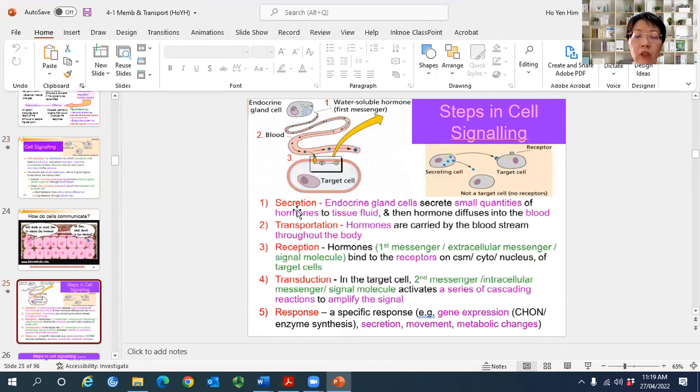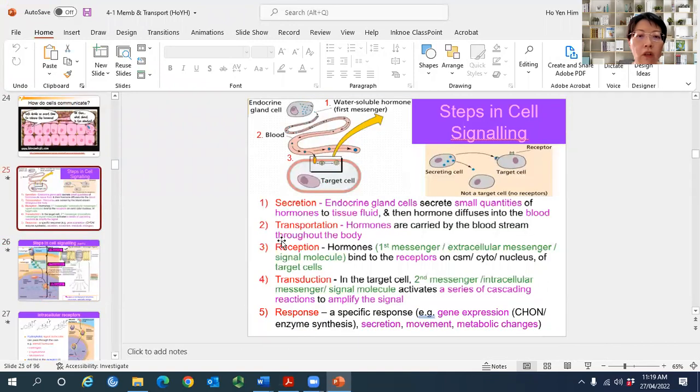So you have secretion from the endocrine gland cell. Then you have transportation in the bloodstream. Reception is where the hormone binds to the receptor. The hormone is the first messenger, the extracellular messenger signal molecule. Then transduction, number 4, is when you have the second messenger that's formed inside the cell. So it's called an intracellular messenger or intracellular signal molecule.